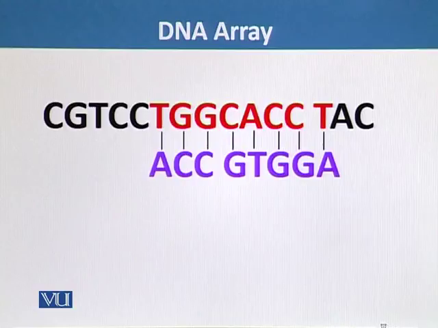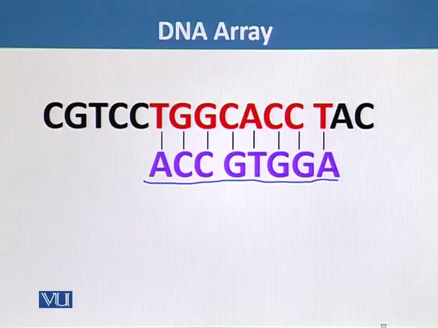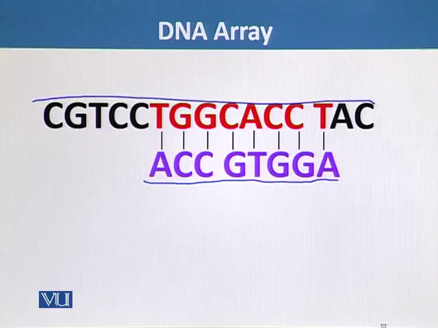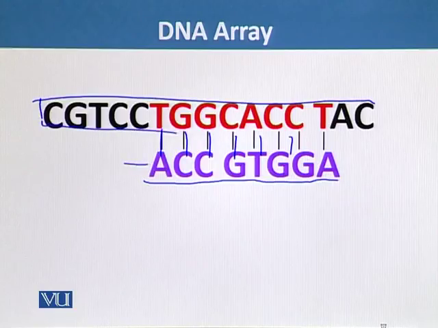For example, we can see here a probe that has a sequence of A, C, C, G, T, G, G, A. If we assume that this probe is attached to the DNA chip, then when the DNA fragment that needs to be sequenced is hybridized with this probe, it will form an interaction with the probe, because it is complementary to that probe, and there will be a weak interaction between the probe and the fragment that needs to be sequenced.